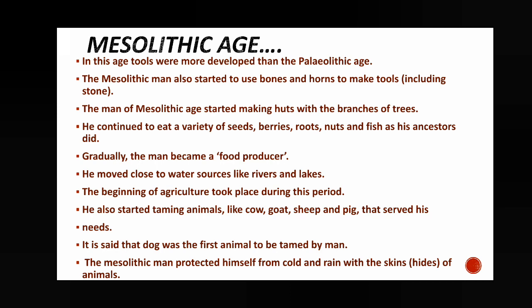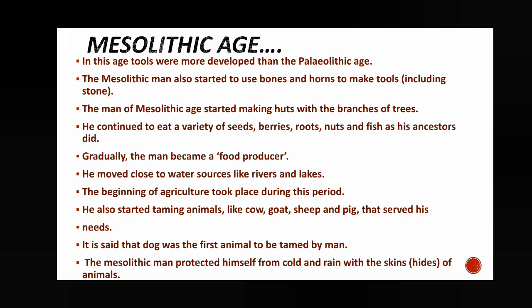Already I told you, he also started taming animals, because when you want to do crop cultivation, you have to plow the land, and to plow the land you need animals. That's why they started to tame the animals. It is said that the dog was the first animal to be tamed by man. Which animal was first tamed by man? That is dog.